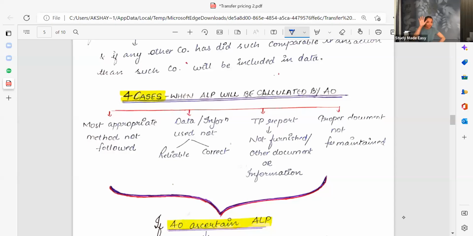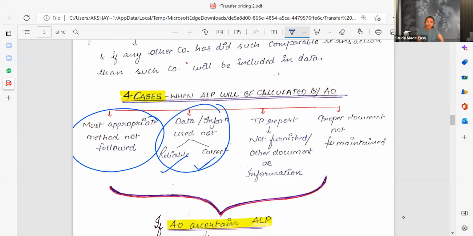Now, these are the conditions. First of all, remember I have told you we have 5 methods for the calculation of ALP, but you should choose the most appropriate method. And what you have done? You have not applied the most appropriate method. Then AO will say, I will be calculating your arm's length price. Second, for the calculation, your data should be reliable and correct. If you are calculating arm's length price, remember we have all the observations, 7 observations, 20 observations. Remember, we just did the range concept. So that should be reliable and correct. If that is not reliable, not correct, how can we say that the arm's length price would be correct? AO will jump into the picture. I will calculate your arm's length price.